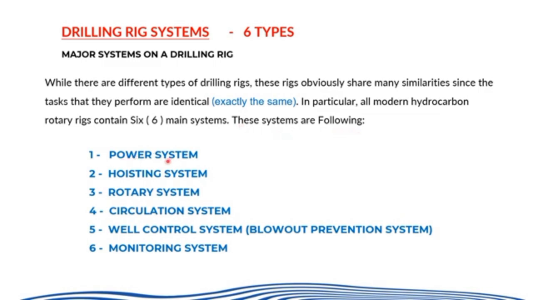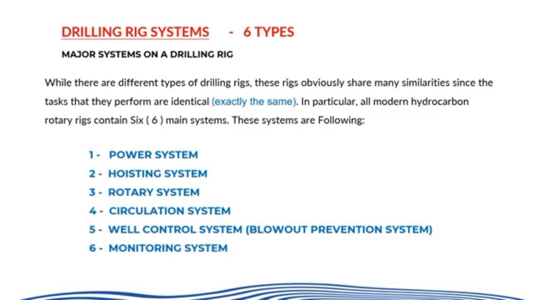Number one is the power system, then the hoisting system, and the rotary system. Number four is the circulation system. Number five is the well control system, which means the blowout preventer system. And six is the monitoring system. This monitoring system was brought into practice about 8 or 9 years ago. Before that this system was not in practice. We will see what comes under the monitoring system and what their objective is.